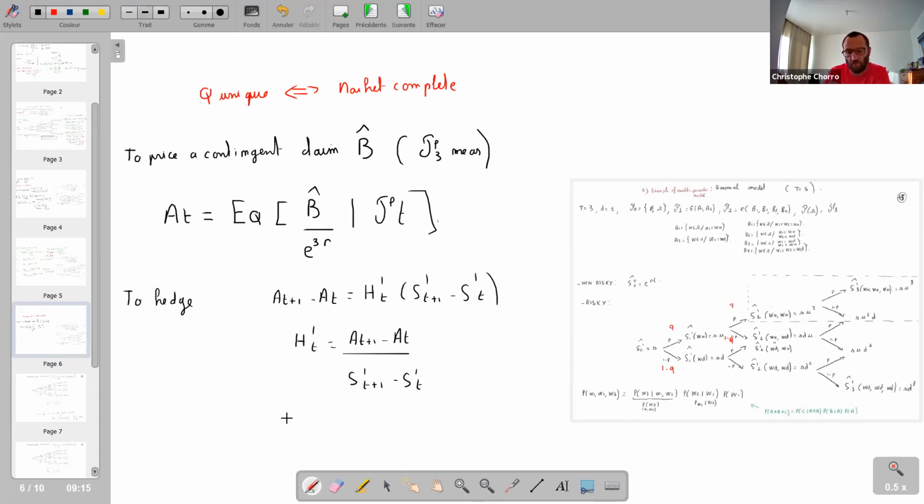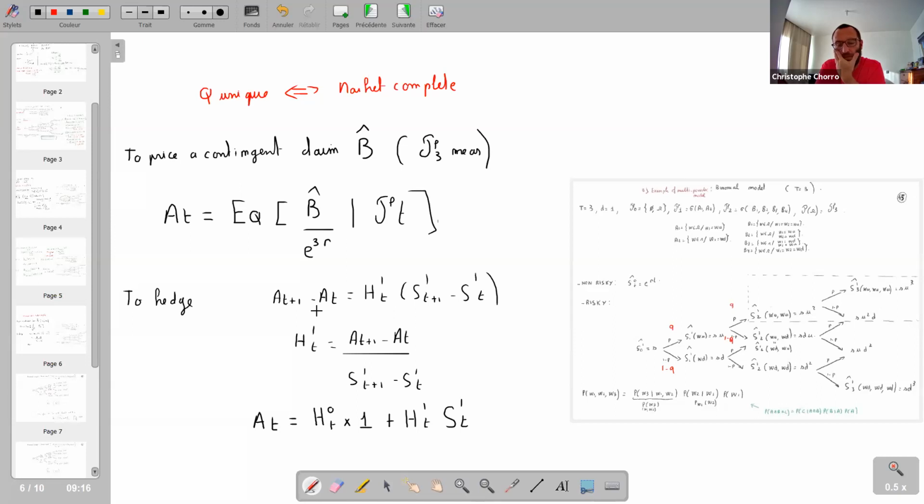Okay, to obtain H0, what I have to find is that the actualized value at time T of my hedging portfolio is equal to H0T multiplied by 1, that is the actualized value of the non-risky asset, plus H1T multiplied by the actualized value of the risky asset. So if I have this one, I can deduce this one from this, because AT is given by the conditional expectation.